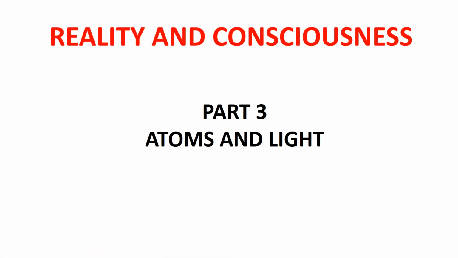In part 3 of Reality and Consciousness, we are going to look at atoms and light. We will discover how atoms are made from electromagnetic oscillations and why they come into existence.